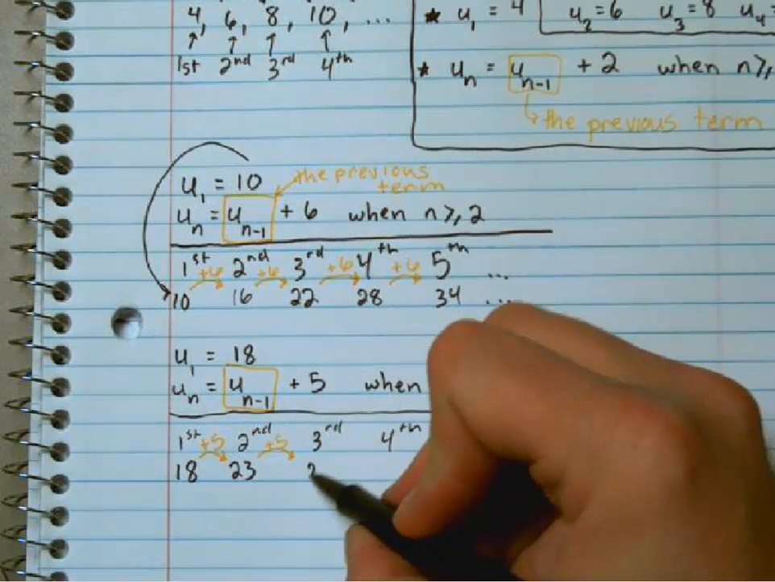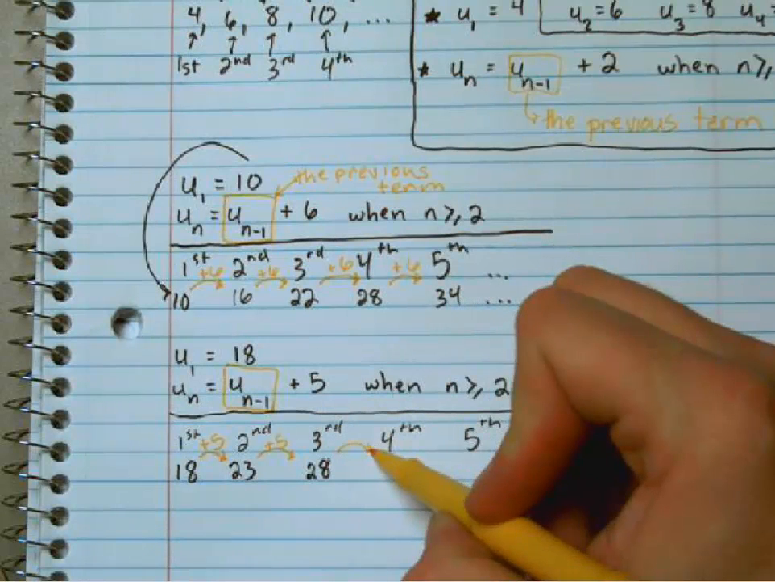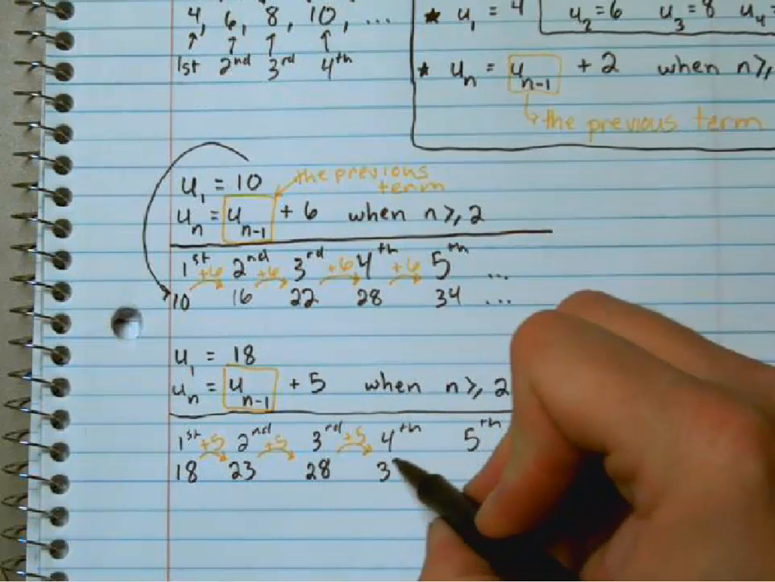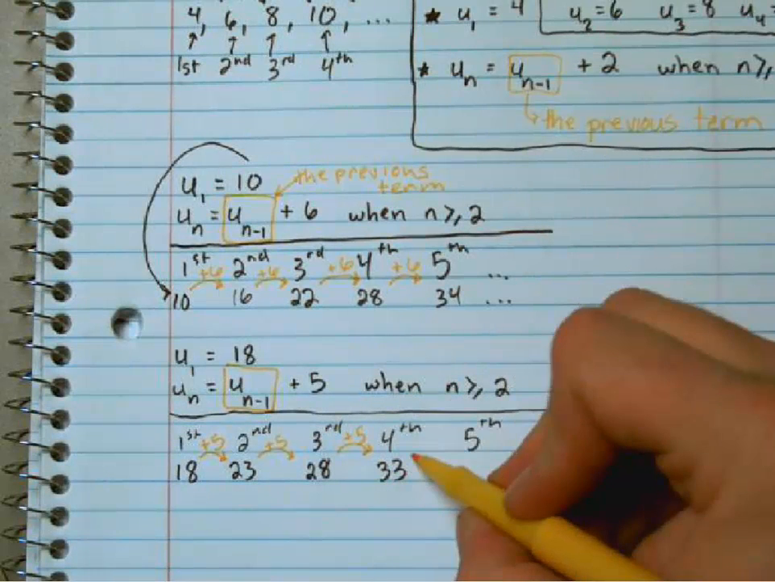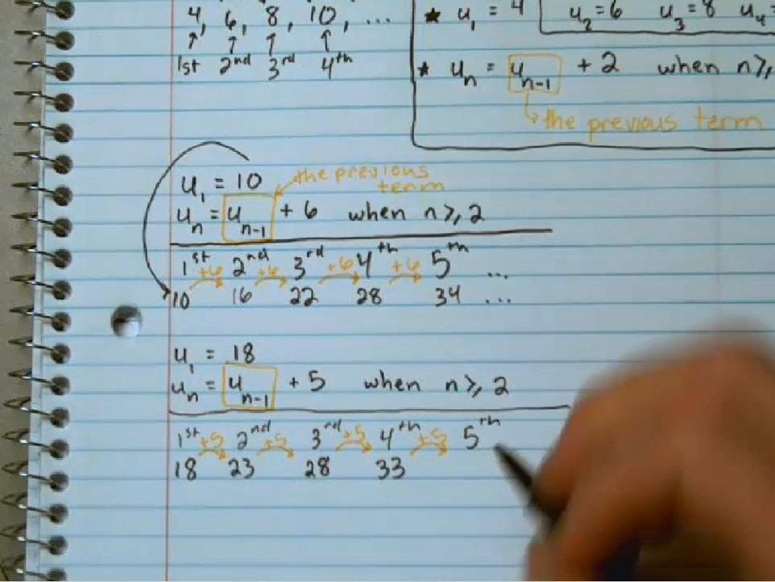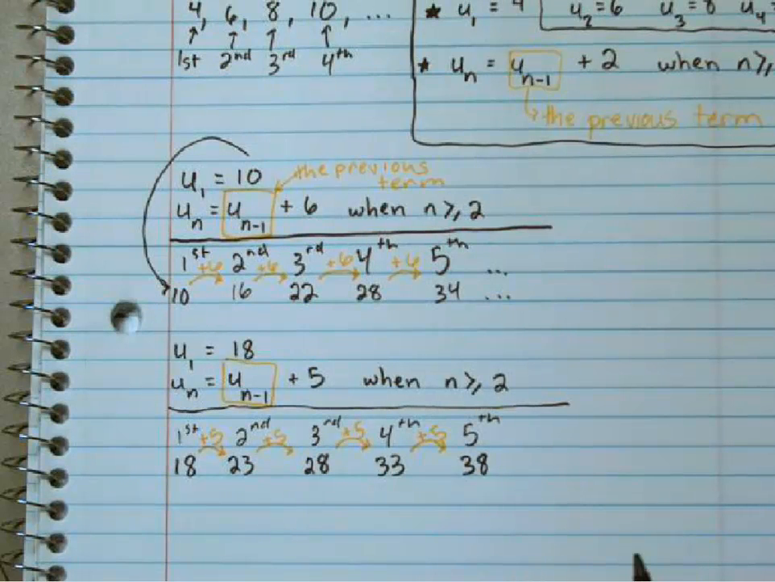That'll give me 28. To find the fourth term, we take 28 and add 5. That's 33. To find the fifth term, we add 5 again. We get 38. Is that what you got? If you did, good work.